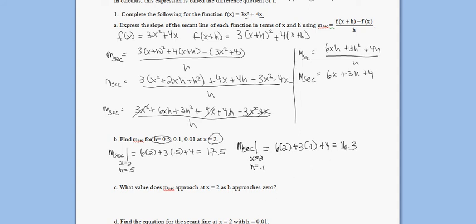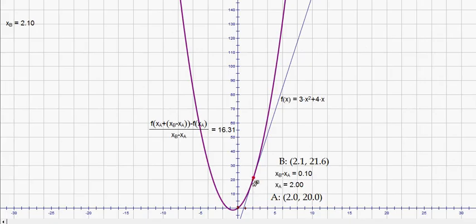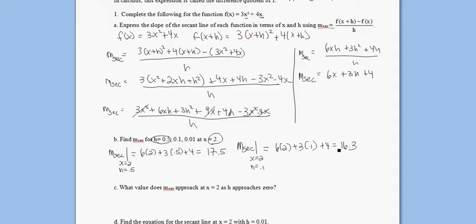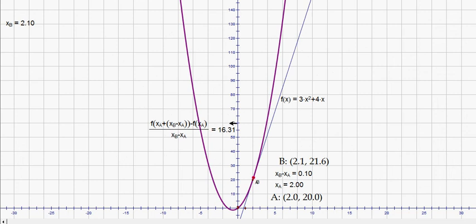Let's look at that on the graph. So in this case, it looks like A and B are almost right on top of each other. You can't really tell the difference between the two of them, but you can see them, but the distance is really small. How small? 0.1 away. Notice our initial x value is still equal to 2. And according to this, we get a slope value of 16.31 of this secant line, and we got 16.3. So again, that's just the best I could do without spending hours moving the points back and forth.